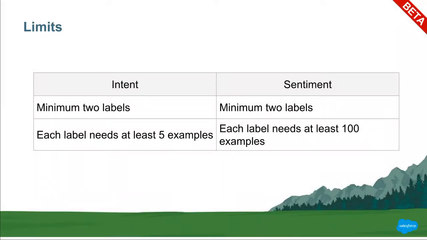All right, so some of the current stated limits, which I'm sure may change as we go forward, but just something to be aware of. When you are training Einstein Intent, you need at least 2 labels and 5 examples in each label in order to actually train your model. Obviously, in a real-world scenario, you're going to have much more than that, but even in the data that I got for my demo yesterday, there were labels that did not have 5 examples. So as you go to load your data, make sure that each label is distributed well enough and you've got enough data. With Einstein Sentiment, you need 2 labels and 100 examples each.